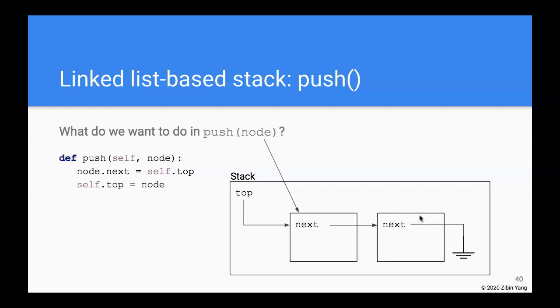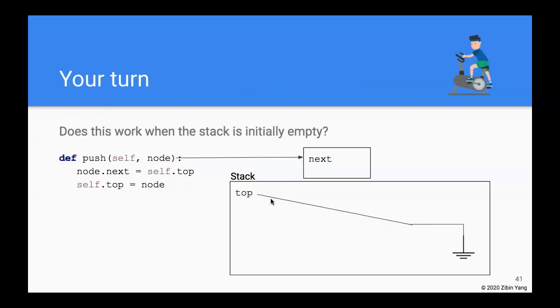Okay, so this would work if the stack already has some nodes in it. So immediately we might have a question: what if there was nothing in the stack to begin with, and the top was pointing to None at the beginning? Would these two lines of code still work correctly in this case? I would encourage you to pause the video and think about it, draw the picture out, and see if it actually works.